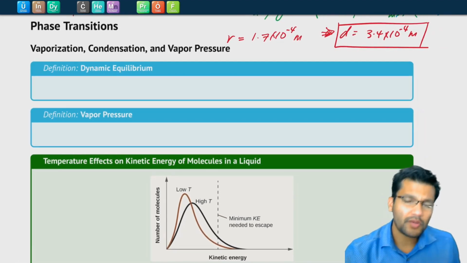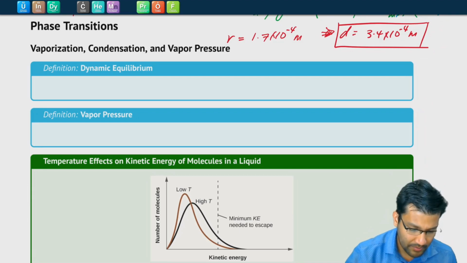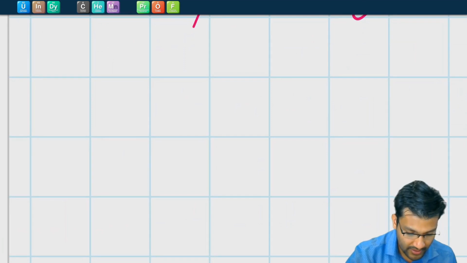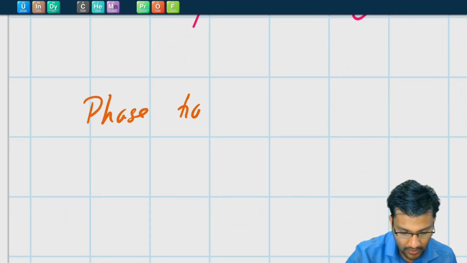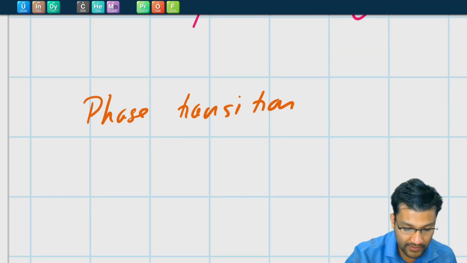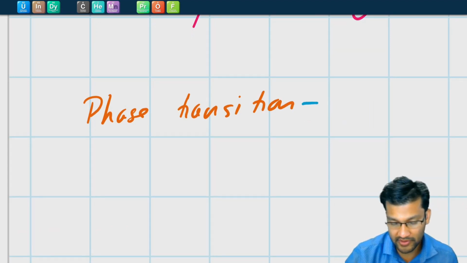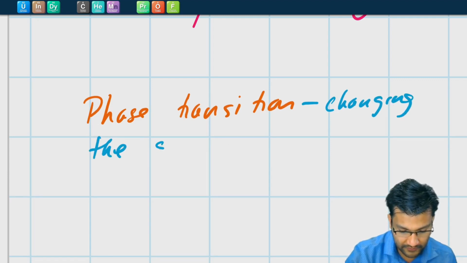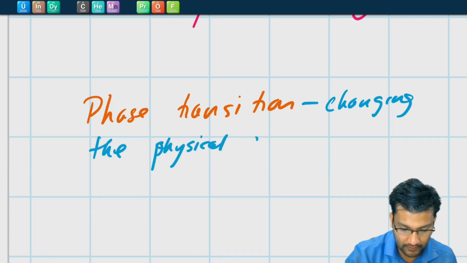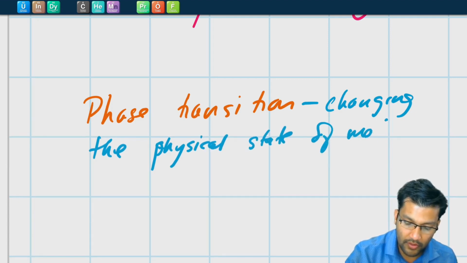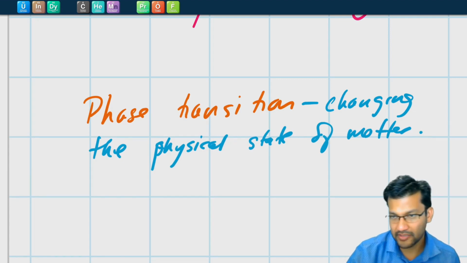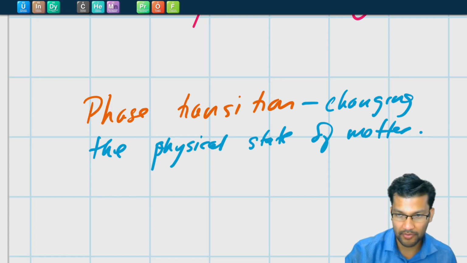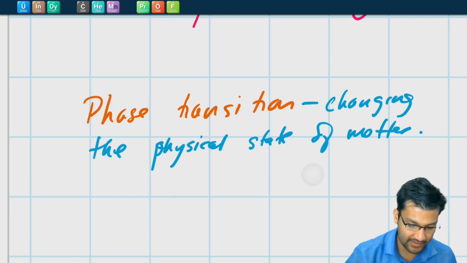Okay, so what do we mean by phase transitions? Simply put, a phase transition is simply a fancy way to say that you're changing the physical state of matter. So if you have ice melting, it's going from a solid to a liquid, that's a phase transition. Something evaporating, that's a phase transition going from the liquid to the gas state.